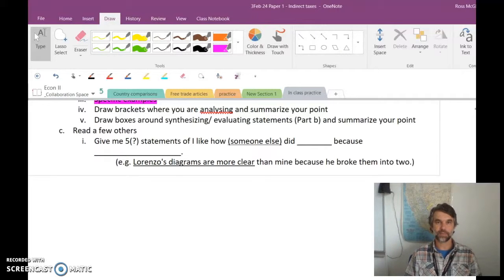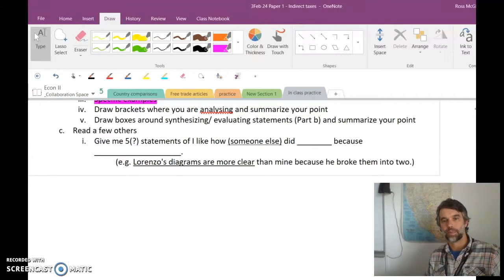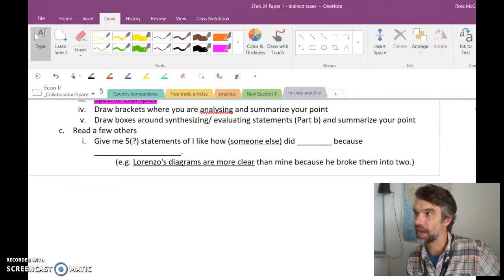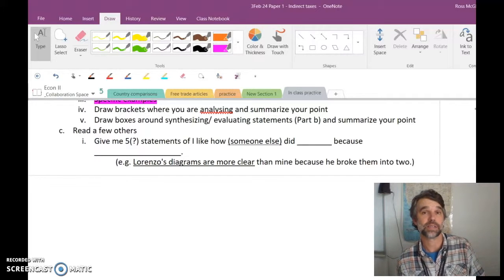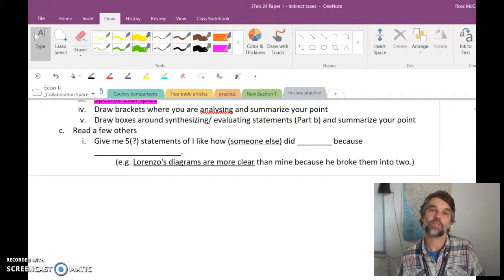Lorenzo wasn't here today, so he makes a good example. We might say, okay, well, Lorenzo's diagrams were more clear because he didn't try to put everything on them. So you're just pointing out, by looking at somebody else's, maybe something that you would prefer to have done.